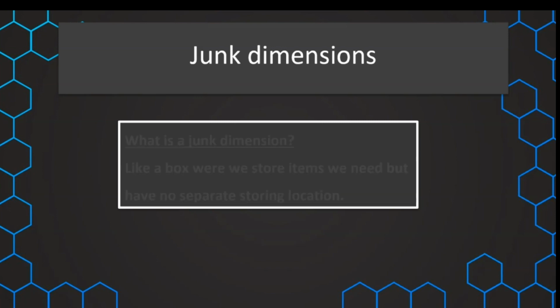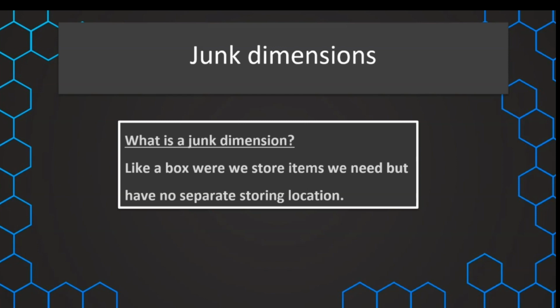So we can understand this junk dimension like a box in our household where we just put in some items that don't fit anywhere else. We don't want to create a separate storage location for these various items, and therefore we put them all in one box. So we have here all of the items that don't really fit somewhere else. And this is how we can also think of a junk dimension.